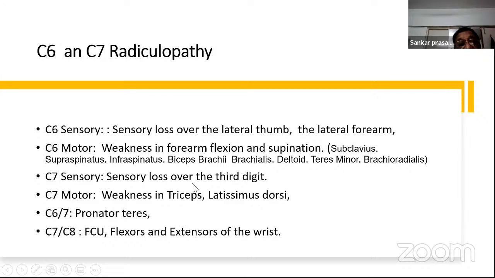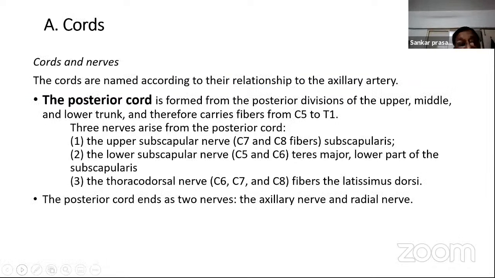C7 sensory loss of the third digit, that we all know, and you remember C5, C6, C7 motor weakness in triceps and latissimus dorsi. So if it is pronator teres, then C6, C7; flexor carpi ulnaris, C7, C8; and flexors and extensors of the wrist. This is only to sensitize you, so that you remember these in whichever way you like.